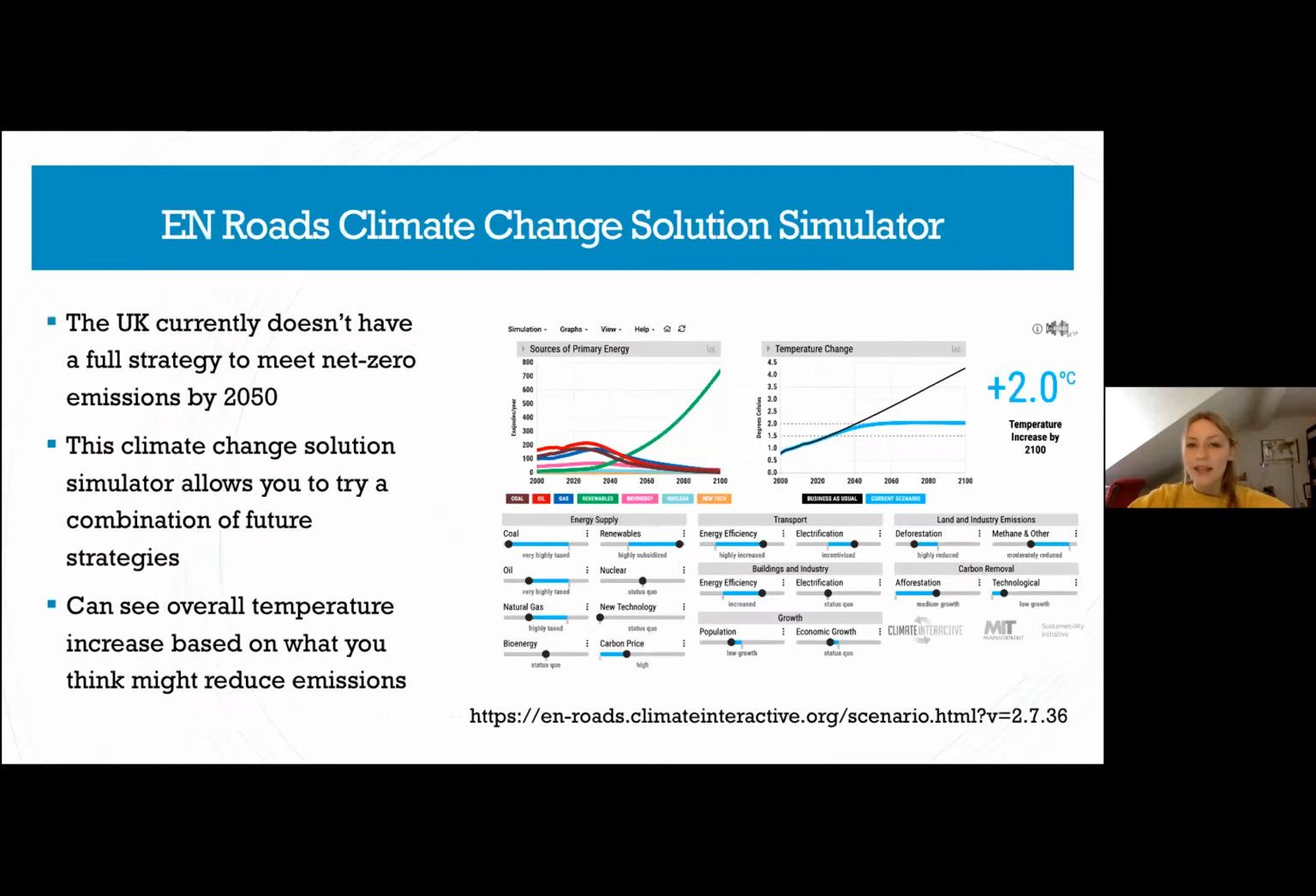So this is where the simulator comes in. The En-ROADS Climate Change Solution Simulator allows us to try a combination of different solutions that we think might work, and we can see their effect on the overall temperature change in 2100 on a global scale. So I thought I'd show you how to use it a bit, and then maybe you guys could suggest some things you might think reduce emissions and therefore might reduce temperature change.